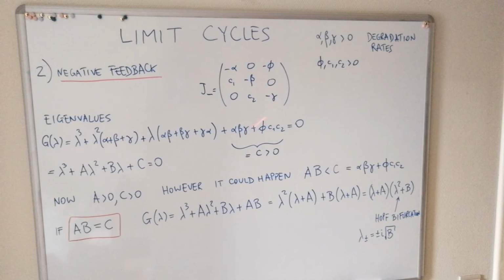So the conclusion of this 3 component system is that in the second case, when we have negative feedback, Hopf bifurcation is possible, and it's easy to find the condition for this Hopf bifurcation point: it is where the product A times B is equal to C.